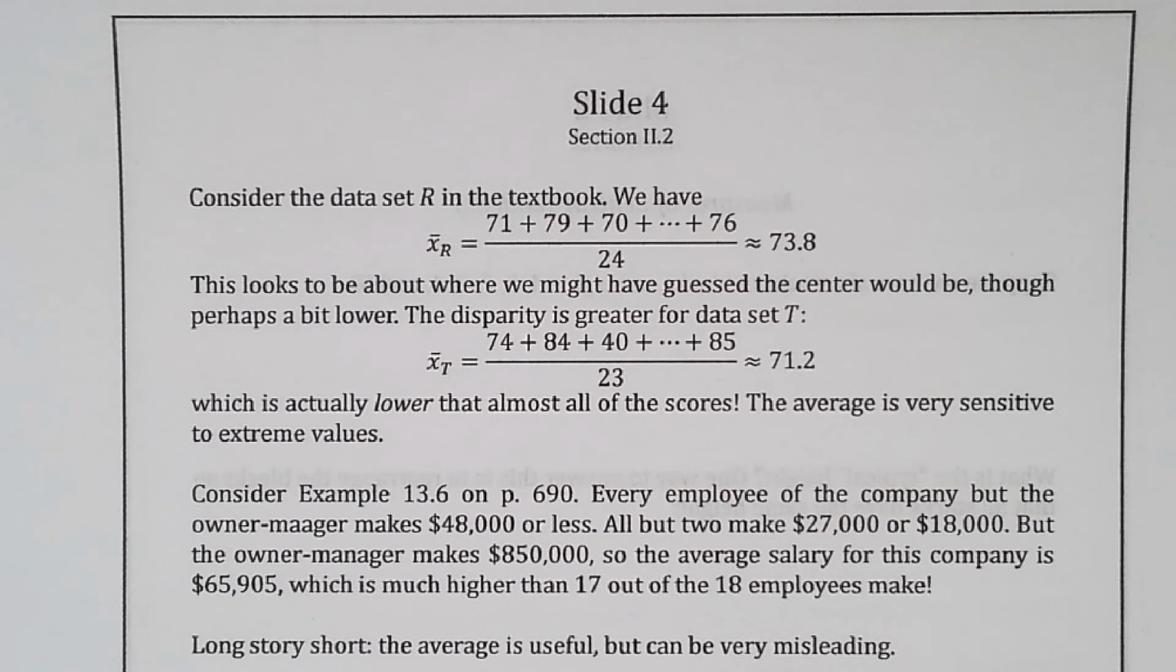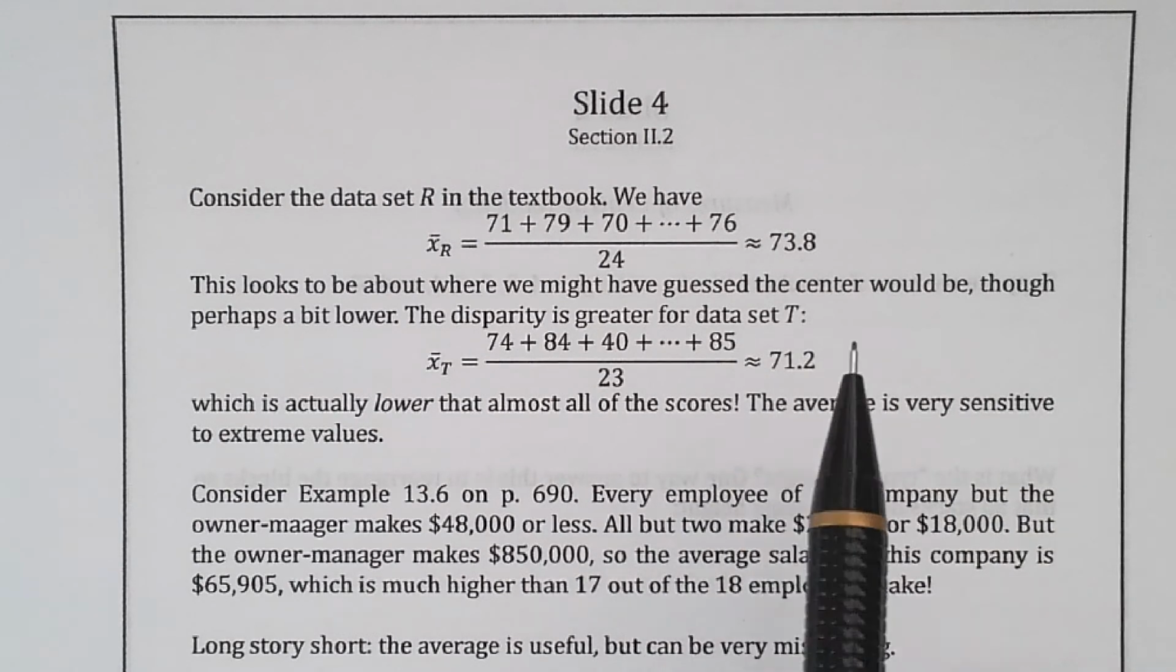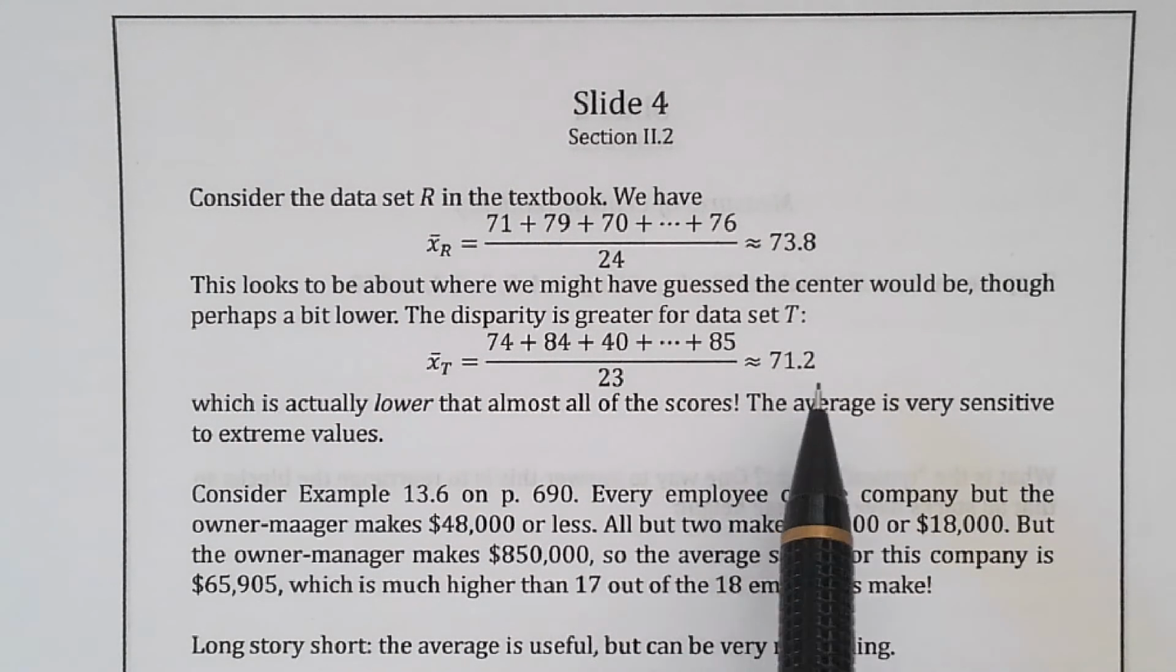Okay, now let's do the same thing for T. So again, you add up all the scores in the data set T. You divide by the total number of scores, which is 23 in that case, and you get about 71.2. Now, 71.2 is not really very near any of the data at all. It's in a place where there is some data, but it's pretty spread out. It is not anywhere near what we had guessed the center might be, which would be maybe around 85. So this is significantly lower than what we guessed the center would be.